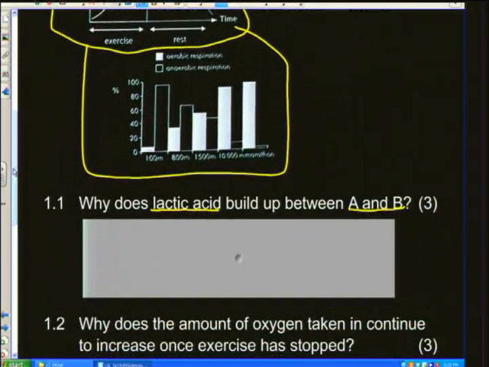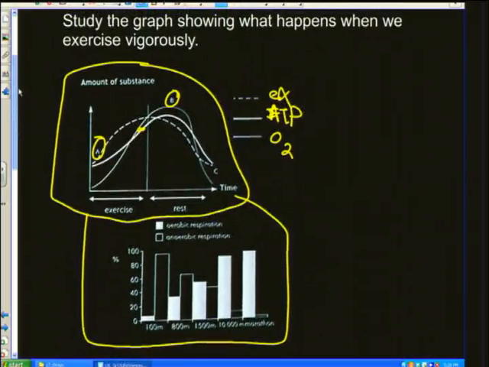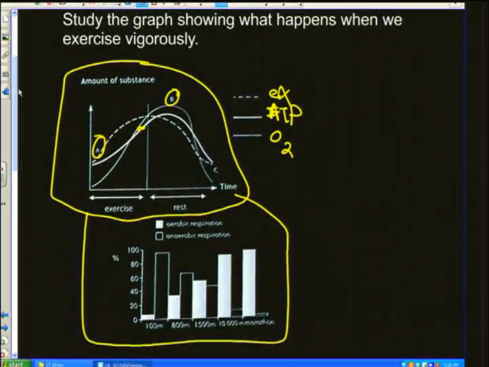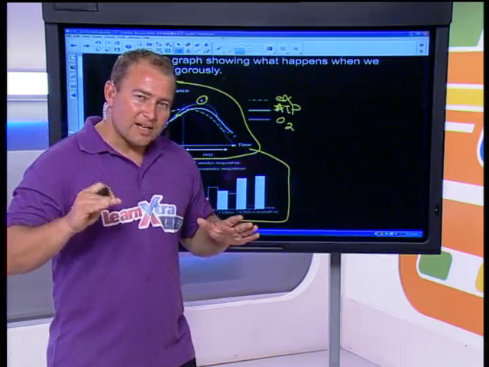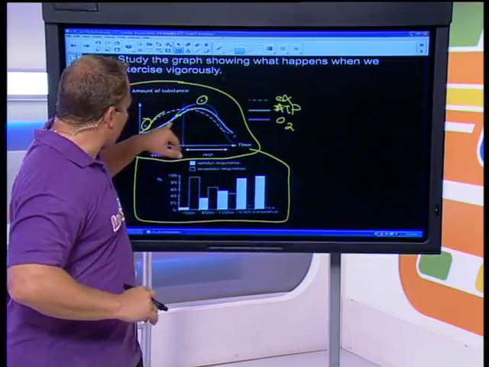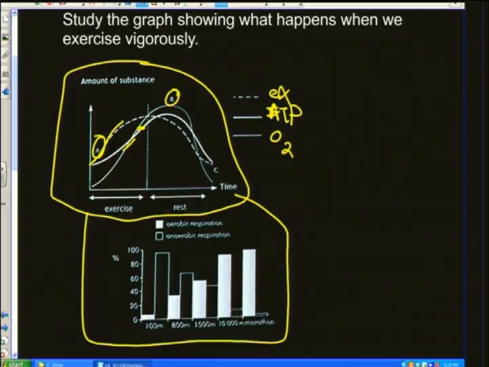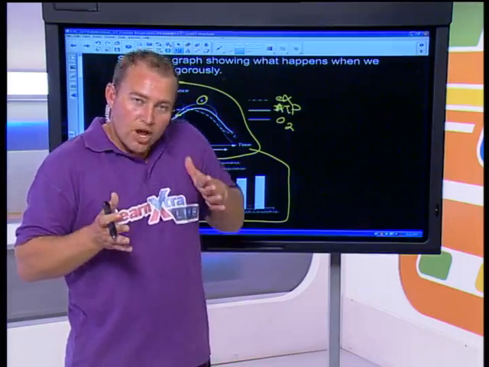Now, why does lactic acid build up between A and B? A, remember, is your exercise. So you're exercising, and the exercising is getting bigger and bigger, but it's exercising with a very low amount of oxygen. Can you see it? The oxygen level is very low. Now, if the oxygen level is very low, what is going to happen? You are not going to go through aerobic respiration. You're going to go through anaerobic respiration.